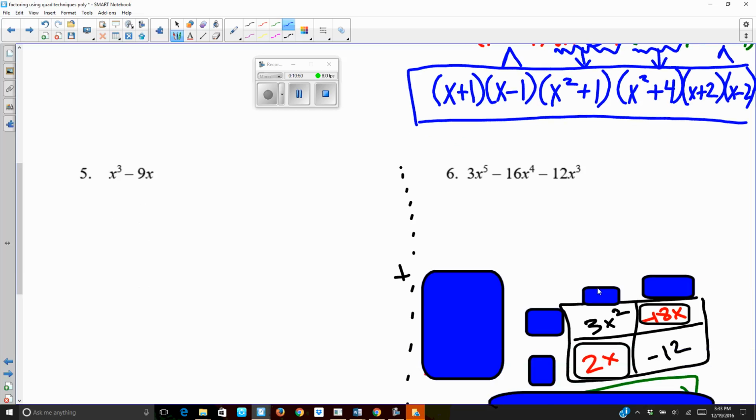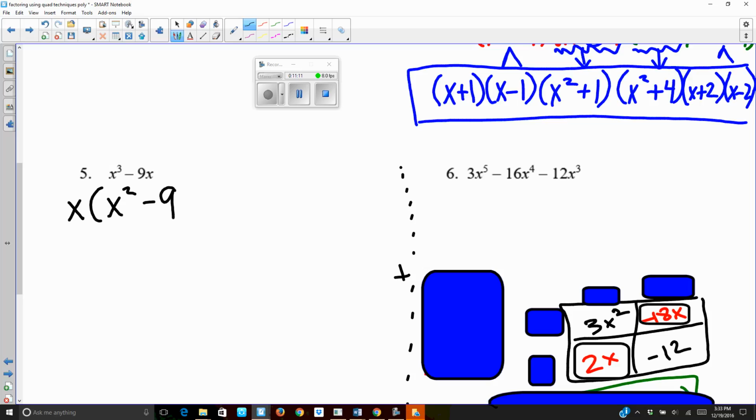All right, a couple more. Number 5. So number 5, you probably notice at first glance does not follow the doubling pattern. But don't forget you've got to look for GCF before you do anything else. Number 5 does have a GCF of x. So you can factor an x out in this problem.